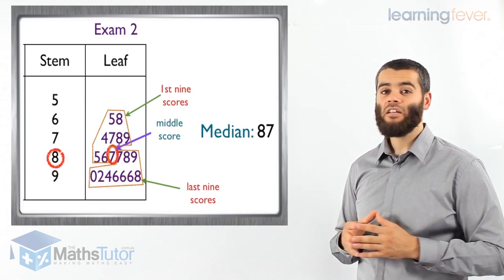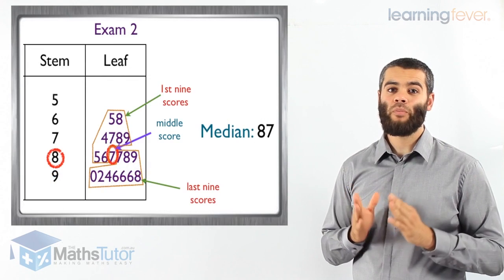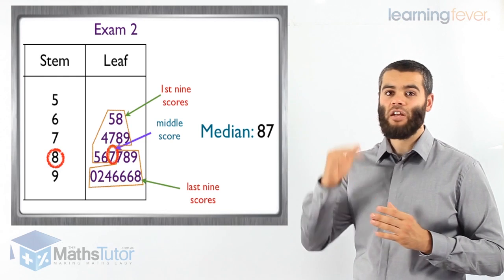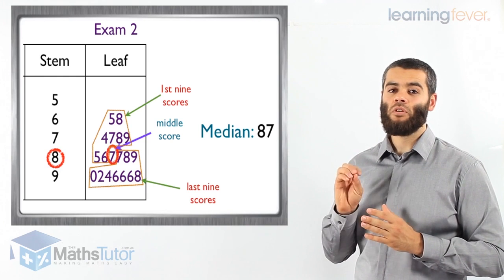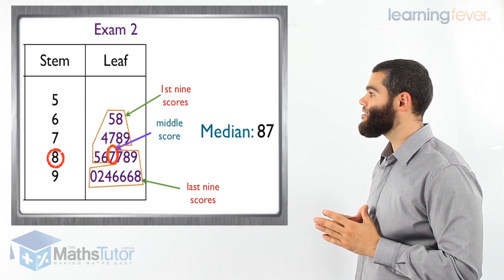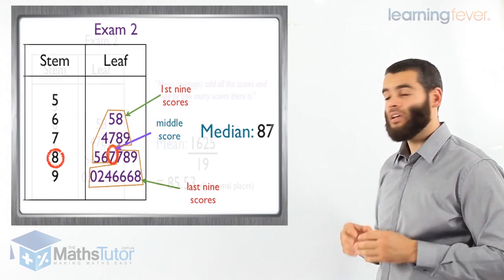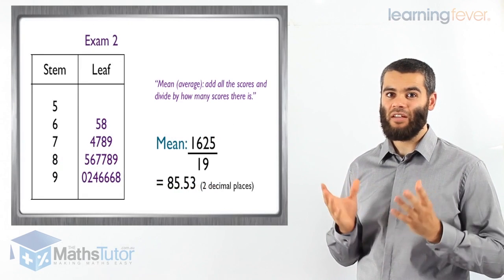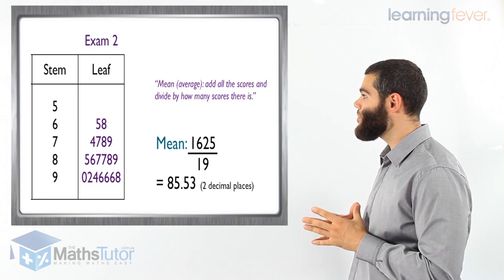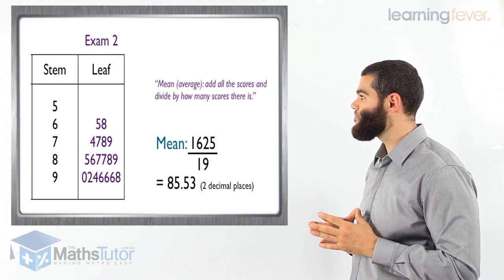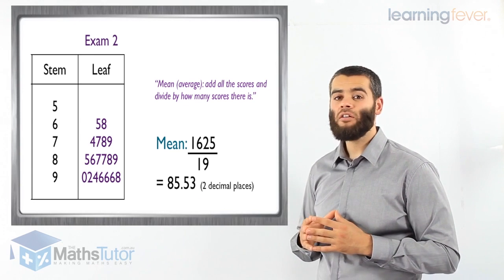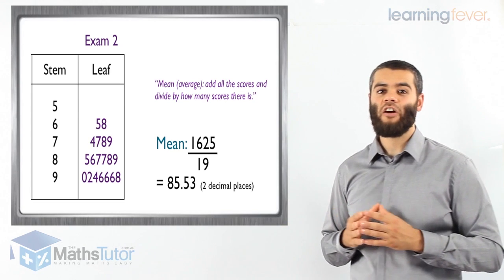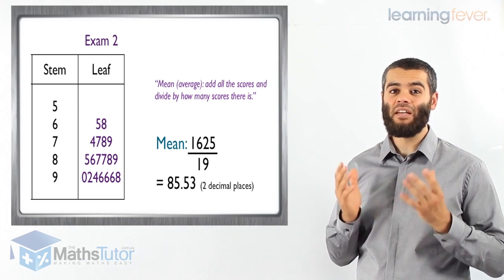The median, again, there are 19 scores. We are looking for the middle score. And in this case, the middle score is 87. So we take 9 from the top, 9 from the bottom, and we notice that the middle one is 87. That is our median. The mean, well, again, it's the average. We're adding all scores together, divided by 19 of them. When we add them up, we get 1,625, and divided by 19, we get 85.53.